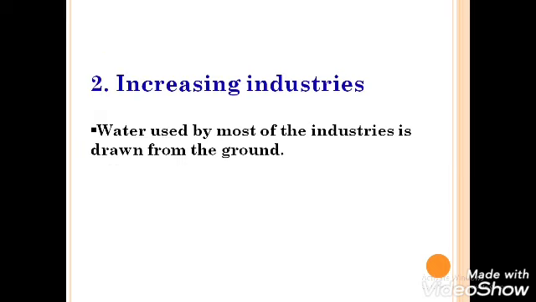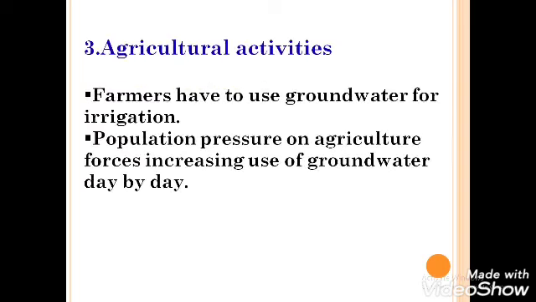Second one, increasing industries. Water is used by all the industries, right? Almost everything that we use needs water somewhere in its production process. The number of industries is increasing constantly. Water used by most of the industries is drawn from the ground, right? So, due to increasing industries, groundwater decreases. This results in the depletion of the water table.